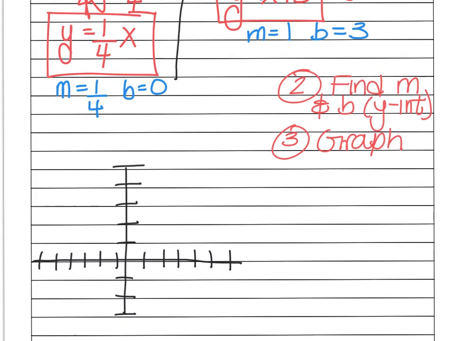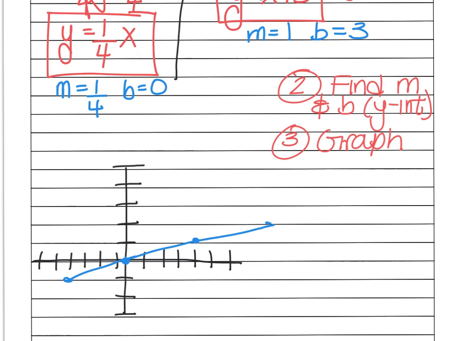So now that you have your slopes and your b's, you can go ahead and graph them. I'm going to start with the first equation. I'm going to start here at 0. I go up 1, over 4: 1, 2, 3, 4. Up 1, over 4 again. And I can go backwards. I can go down 1, over 4. And here's my line right there.